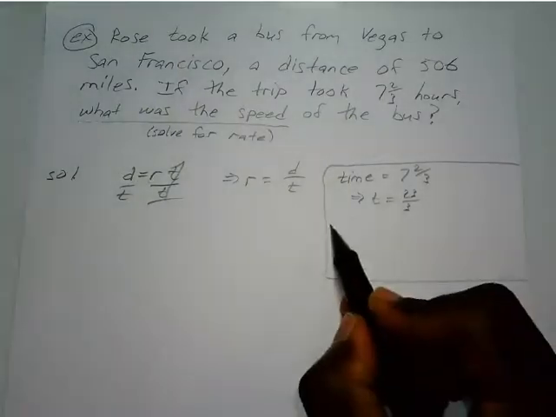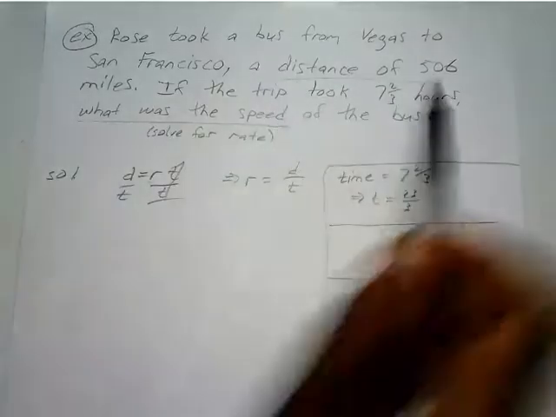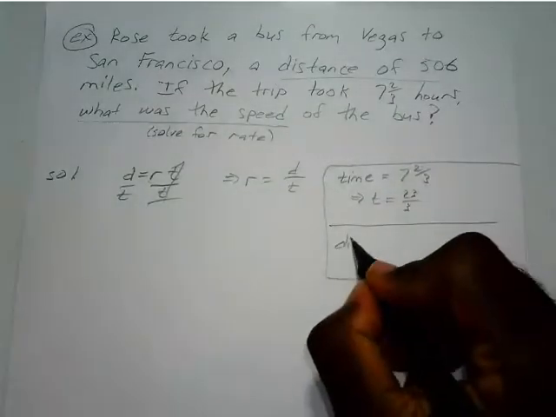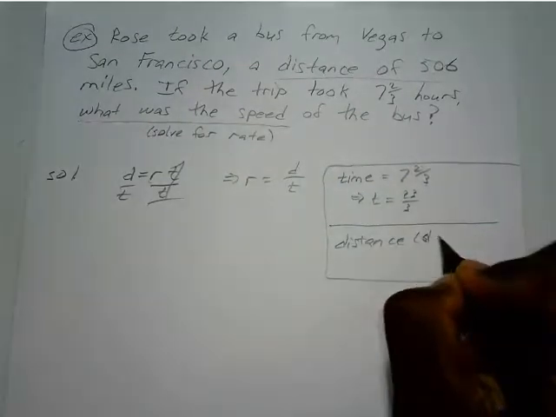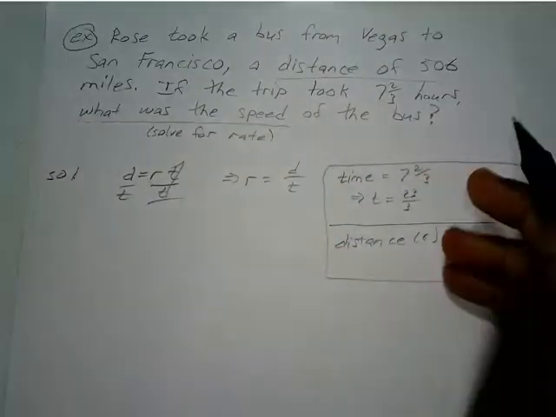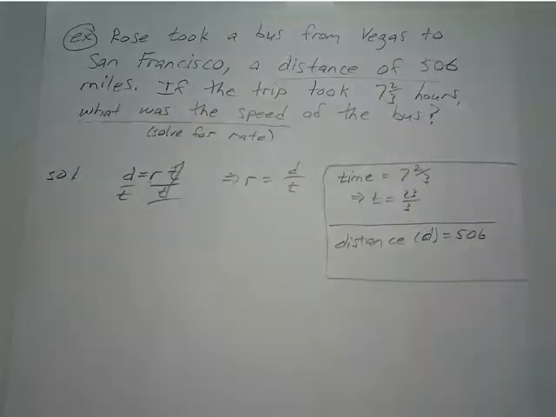Okay, and we see here you drove a distance of 506 miles. So we know that distance, or just d, is equal to 506.